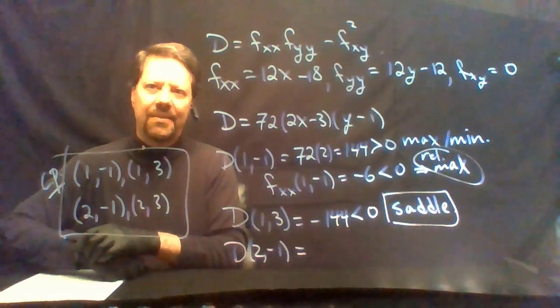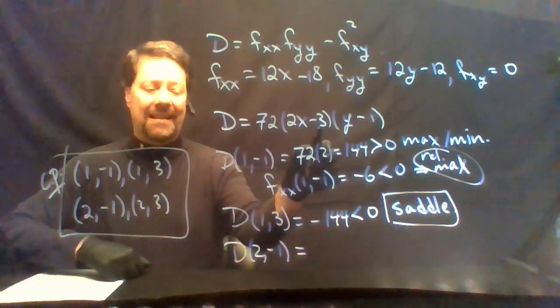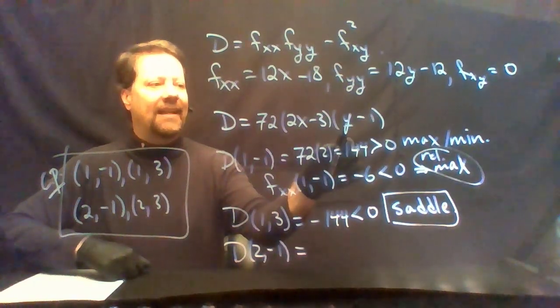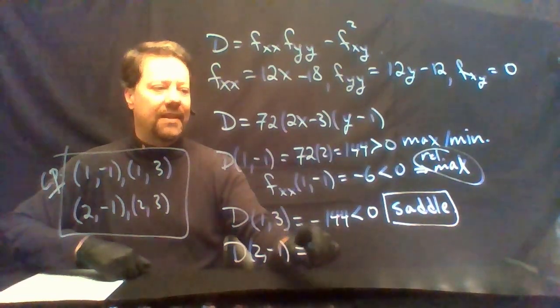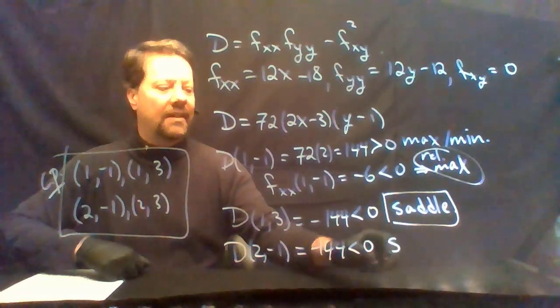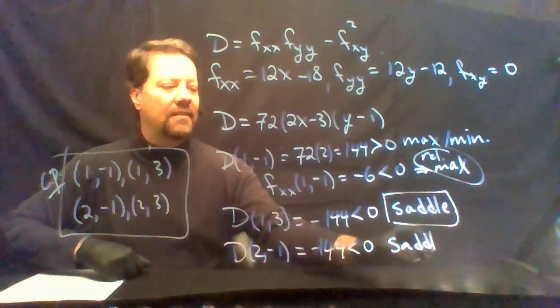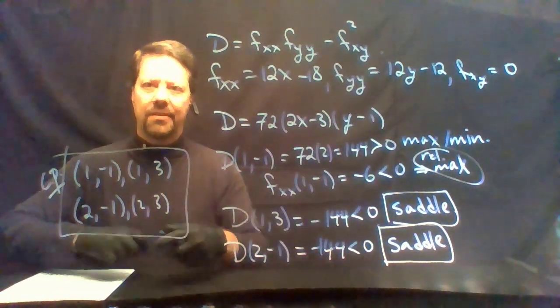How about at 2, minus 1? 2 times 2 is 4, minus 3 is positive 1. Negative 1 minus 1 is negative 2 times 72 is negative 144. Again, we have a saddle point, and that leaves only the point 2, 3 to analyze.